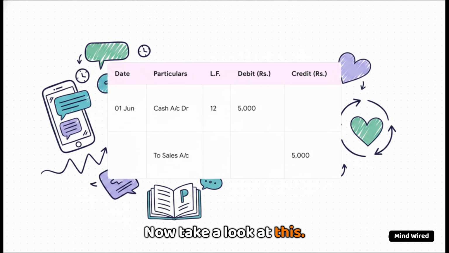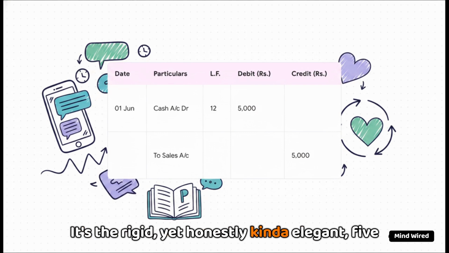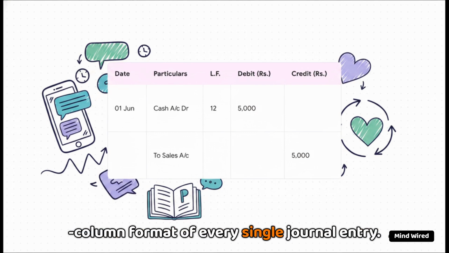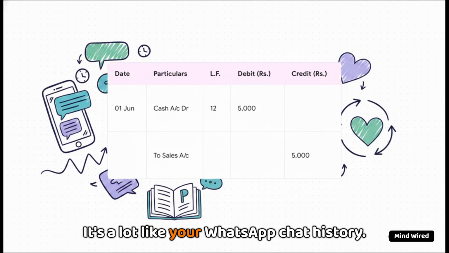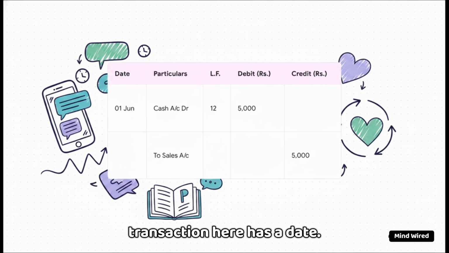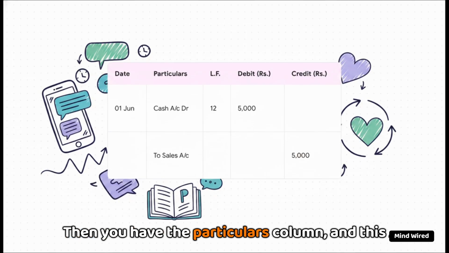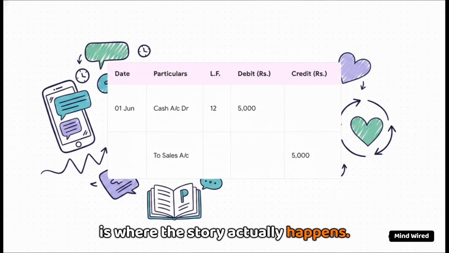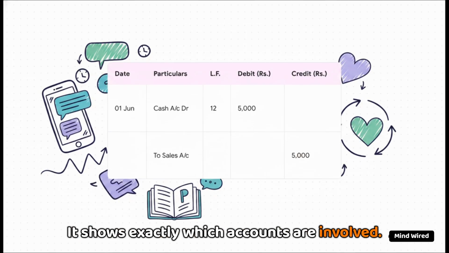Now, take a look at this. It's the rigid, yet honestly kind of elegant, 5-column format of every single journal entry. It's a lot like your WhatsApp chat history. Just like every text has a timestamp, every transaction here has a date. Then you have the particulars column, and this is where the story actually happens. It shows exactly which accounts are involved.